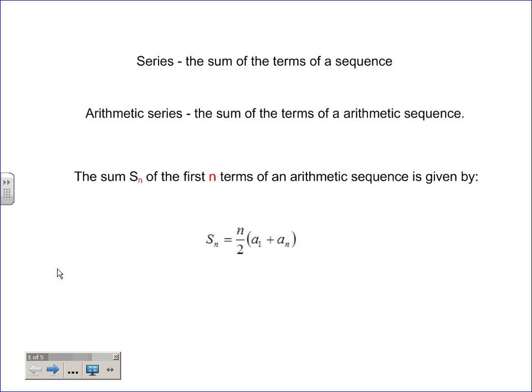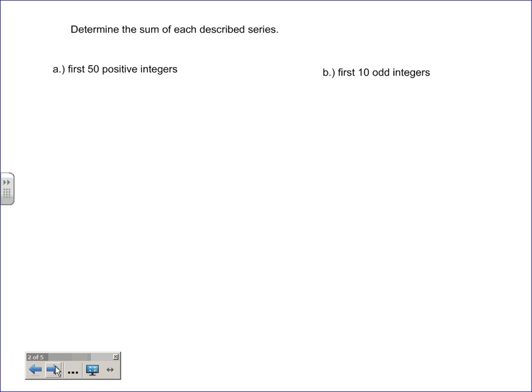Okay? So again, S sub n is the sum, n is how many terms, a sub 1 is the first term, a sub n is whichever term, maybe it's the 10th term, 20th term, whichever one I want you to add. So determine the sum of each described series. So the first 50 positive integers.